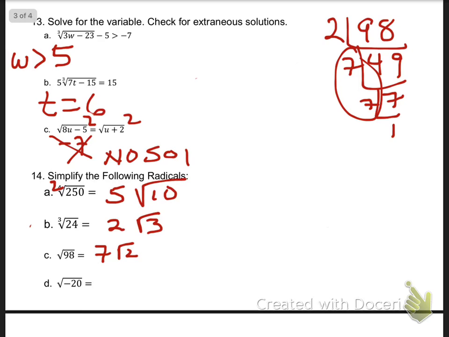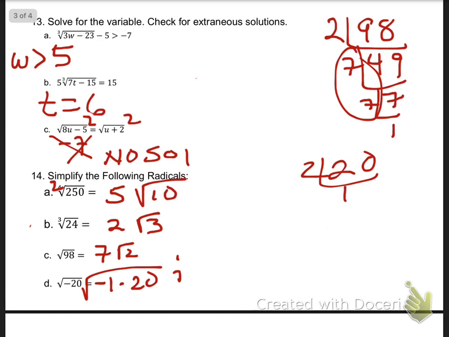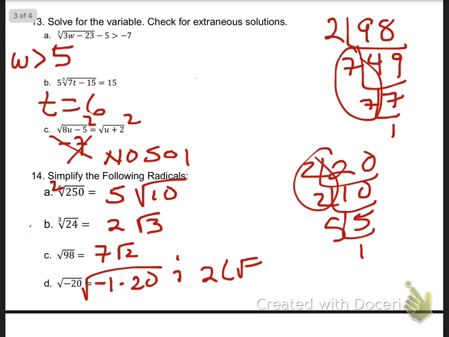Okay, now look at here in D. I got negative 20. So this is the same thing as negative 1 times 20. And the square root of negative 1 is i. So now I need to go do 20. So 2 is 10. 2 is 5. 5 is 1. Bring it out to 2. So 2 times the square root of 5. So it's better to put the i after the number, but if you have it in front, it is okay.